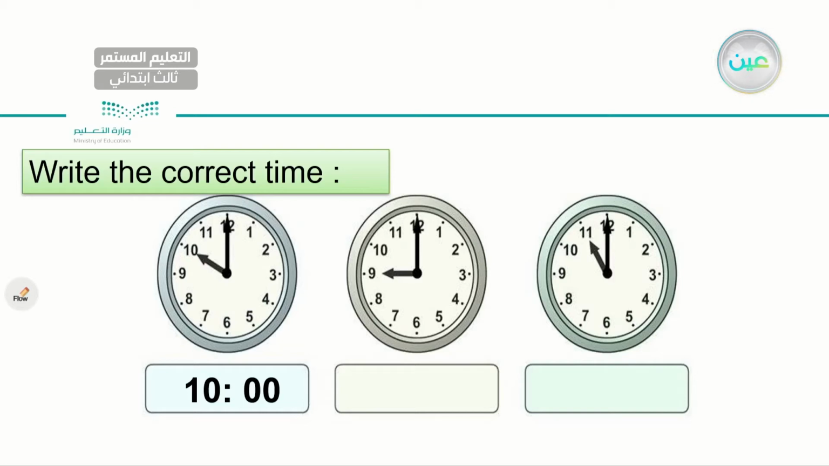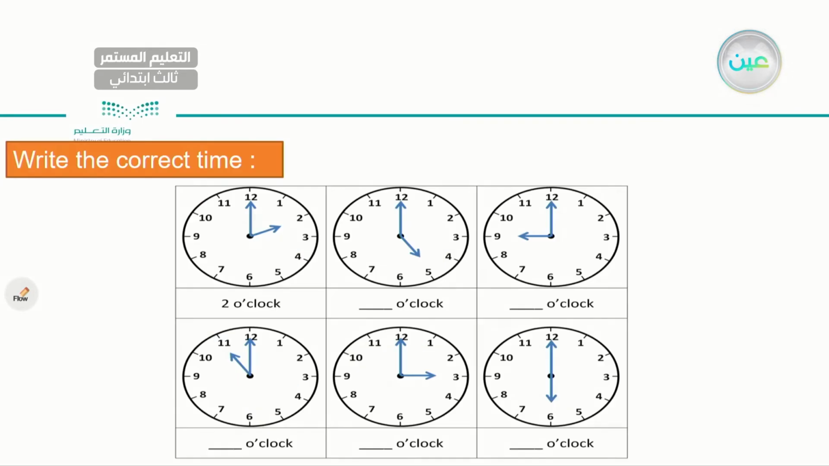Is it 7 o'clock? 6 o'clock? It is 9 o'clock. Very good. Excellent, my dear student. And for the last one, what time is it? It is 11 o'clock. Very good. So let's read the time one more time. 10 o'clock, 9 o'clock, 11 o'clock. Very good, my dear student.